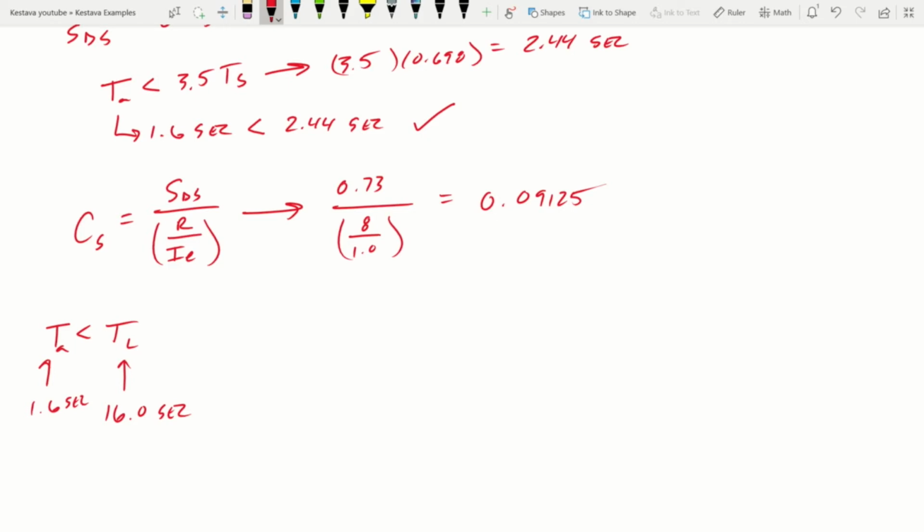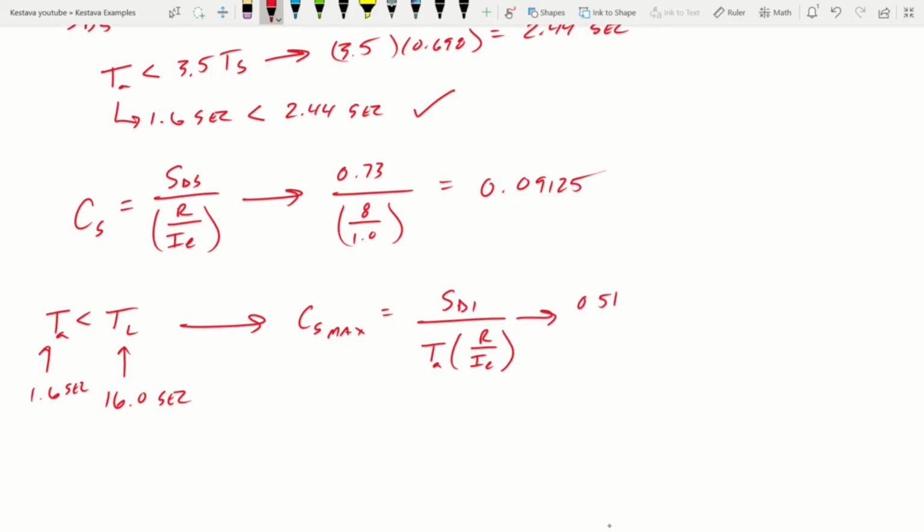All right, so that means that C sub S max, based on the equation SD1 over T times R over IE, T being approximate, so TA. Plug all that in. SD1 is 0.51. TA is 1.6 seconds. R is 8 over 1.0. That gets us 0.0398.